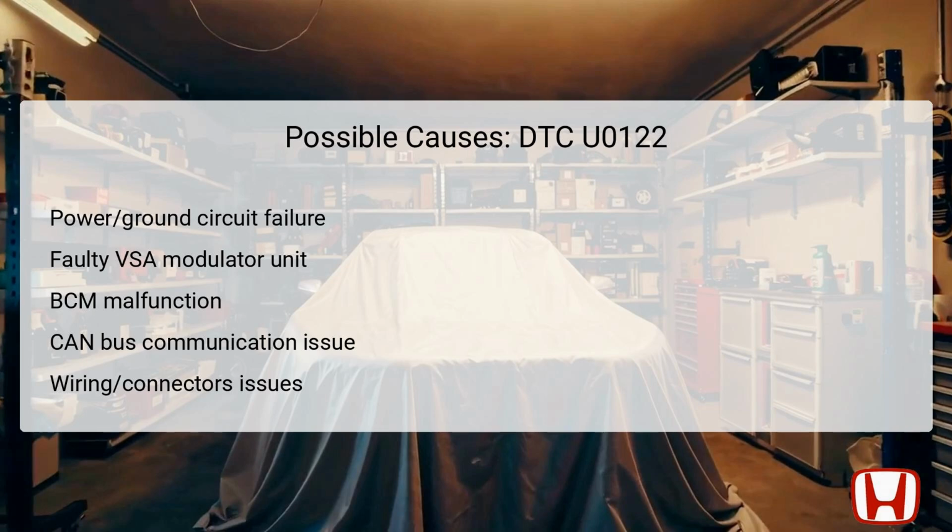The controller area network, CAN, bus plays a crucial role in transmitting data between components. Any issue here could result in communication failures. Lastly, physical wiring issues, such as damaged connectors or broken wires, can severely limit data transmission and should be inspected carefully during the troubleshooting process.